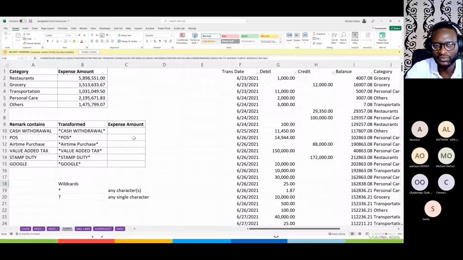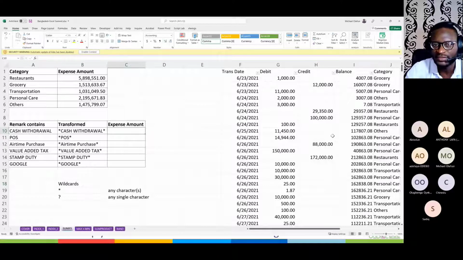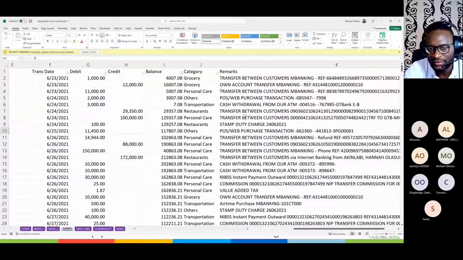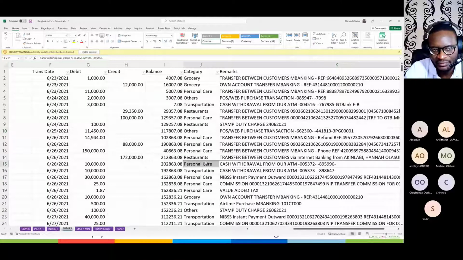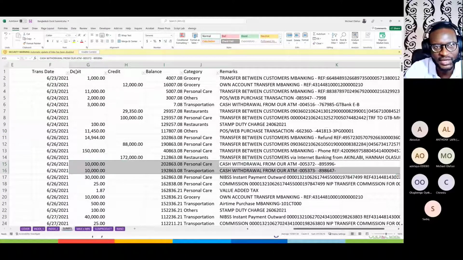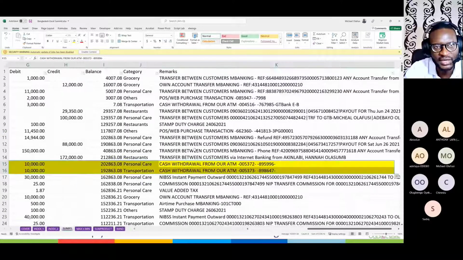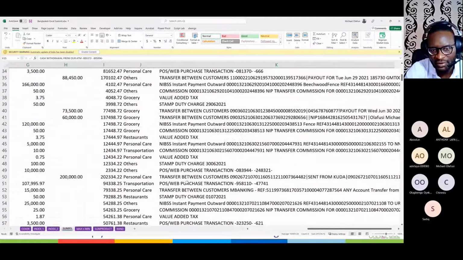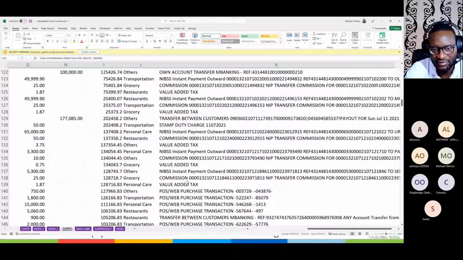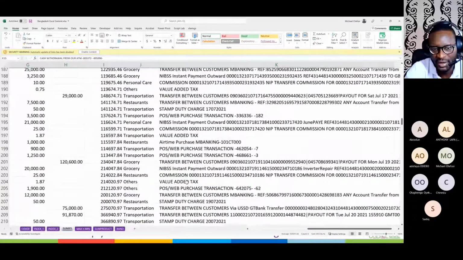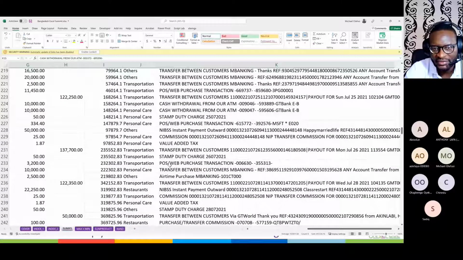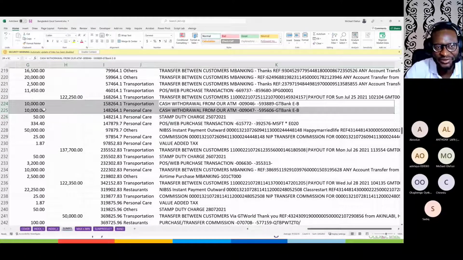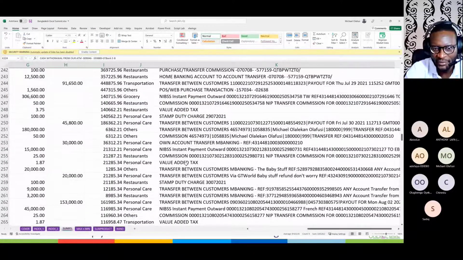Well, let's start with cash withdrawal. I want everything that is cash withdrawal. Let's look at it. This is cash withdrawal, right? These two, they are cash withdrawal. So this is one. Let's look. I don't usually withdraw cash, so that's why they are not that many. Here's another cash withdrawal. Why am I always withdrawing two times? Anyway, you get the whole idea.